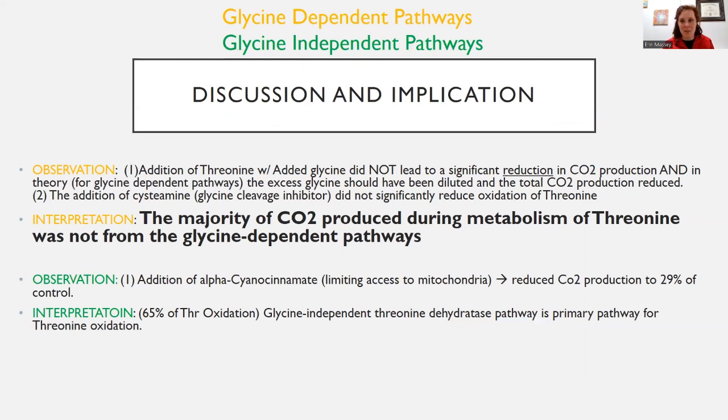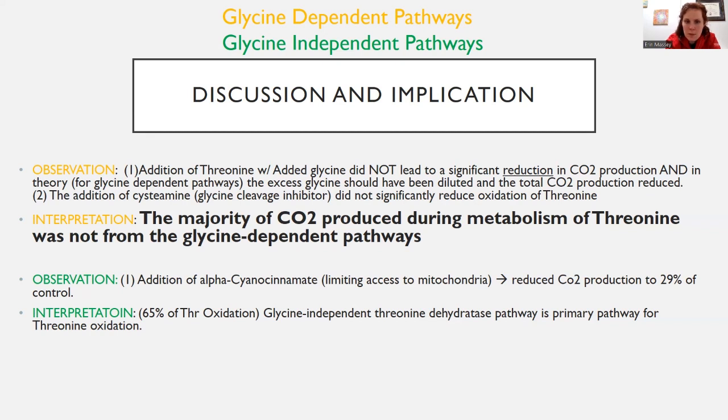Now moving on to the discussion. The first observation: the addition of threonine with added glycine did not lead to a significant reduction in CO2 production. Added glycine did nothing. And in theory, for those glycine-dependent pathways, the excess glycine should have been diluted and the total CO2 production reduced.